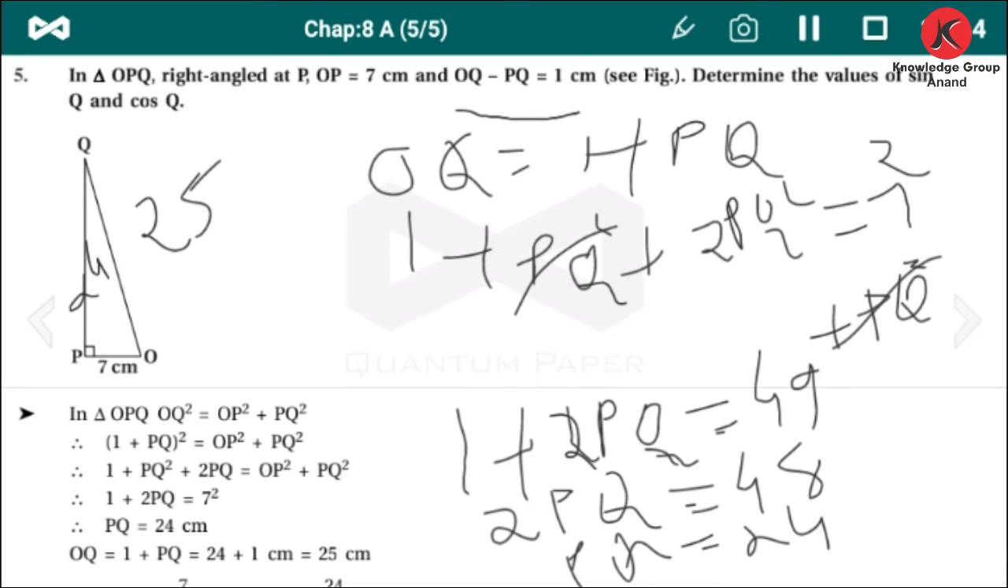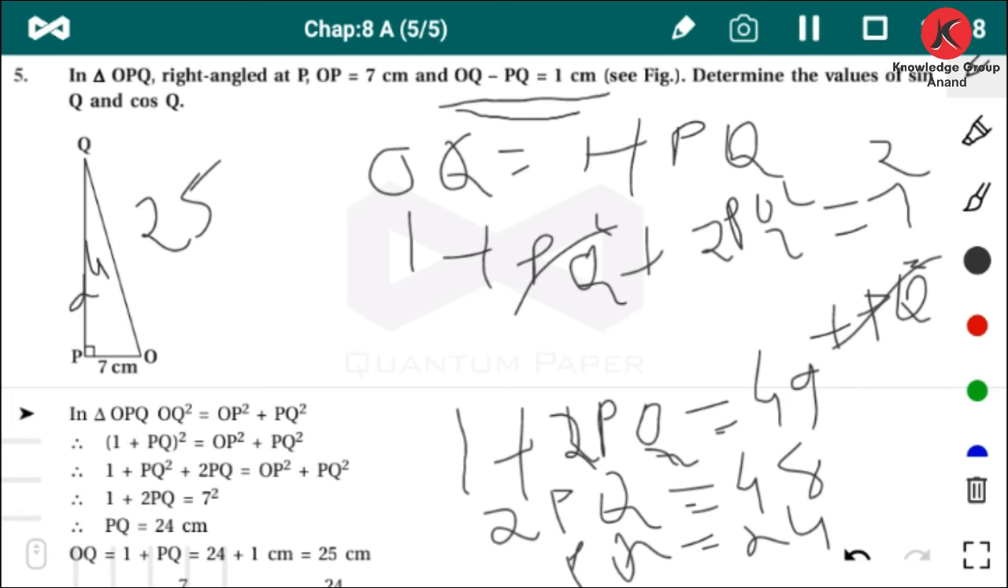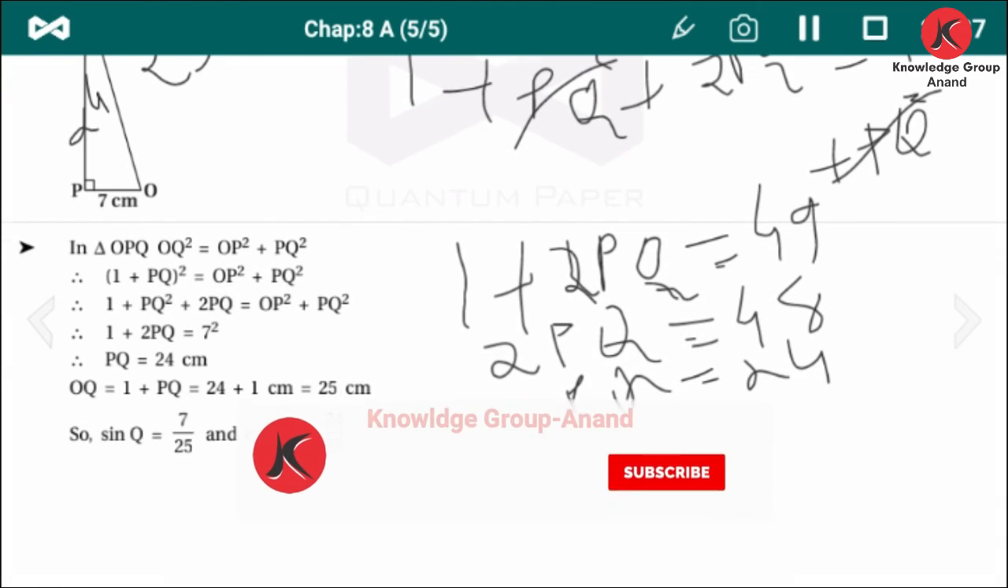In this question, first we convert the given OQ minus PQ is equal to 1. Therefore, OQ is equal to 1 plus PQ, and we put it in the Pythagoras result, OQ square equals OP square plus PQ square. Then we get PQ is equal to 24, OQ is equal to 24 plus 1, 25, and then find sin Q and cos Q.